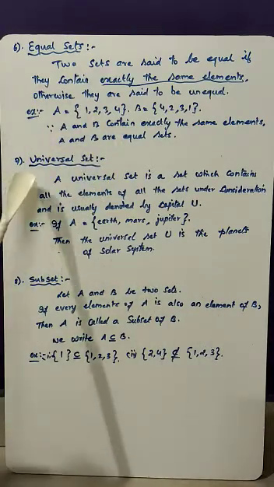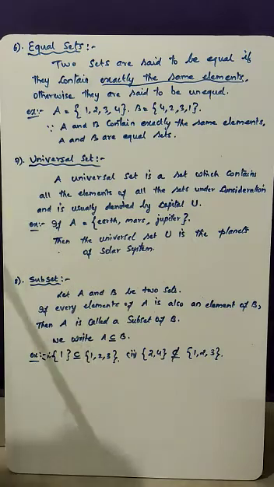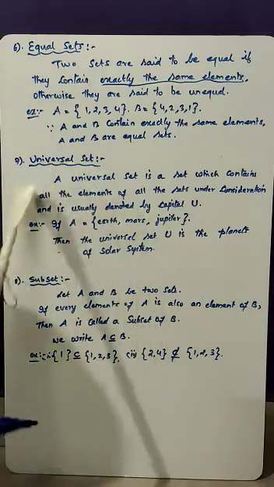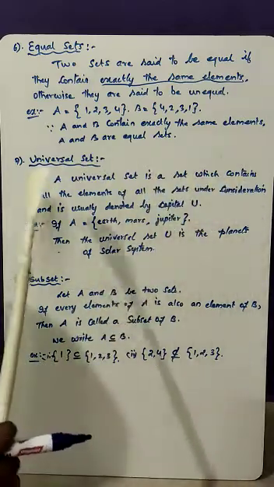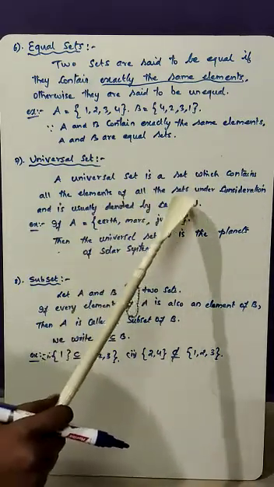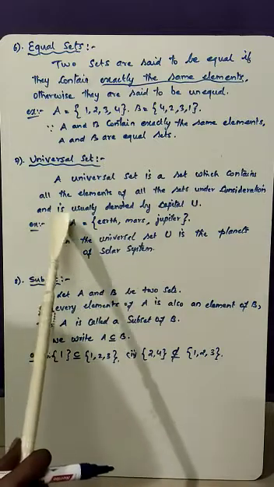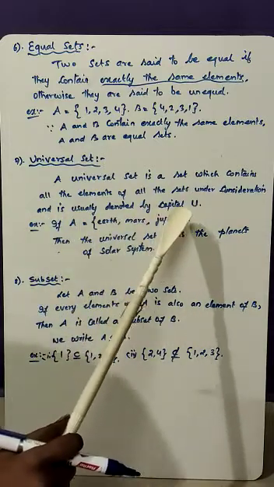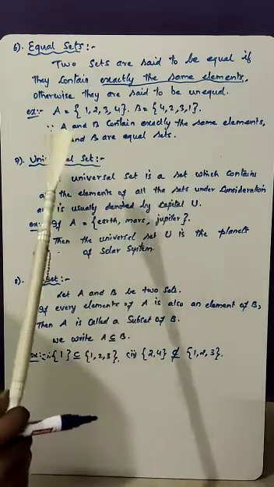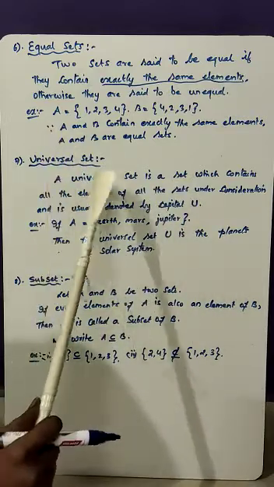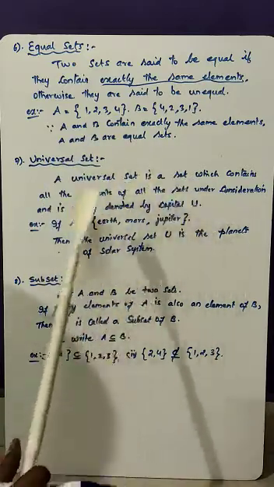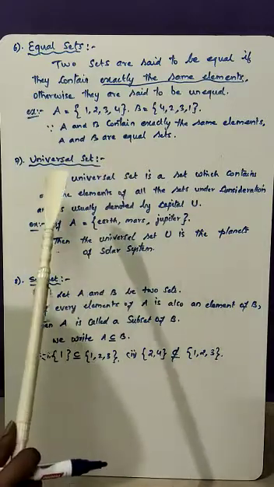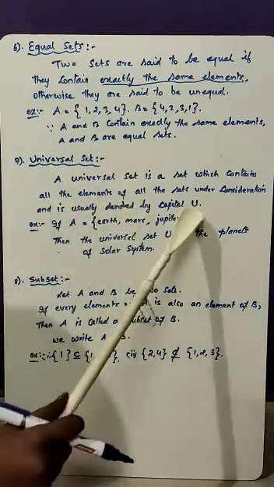And the seventh one is the universal set. Universal means the whole set of elements. The definition is: a universal set is a set which contains all elements of all the sets under consideration, and it is usually denoted by capital U. So it is all the elements put together, that is our universal set. It is denoted by capital U.